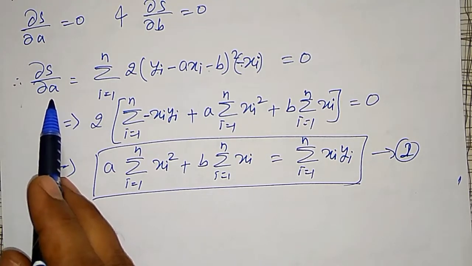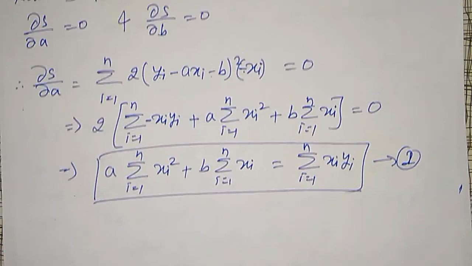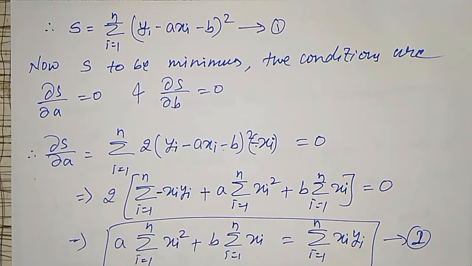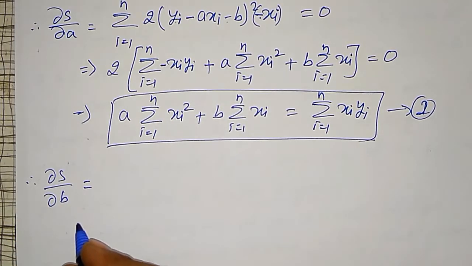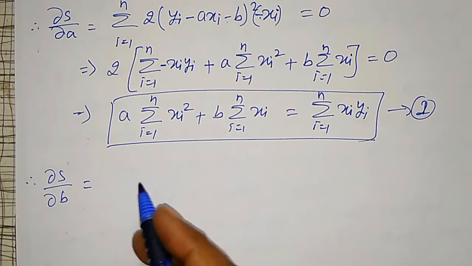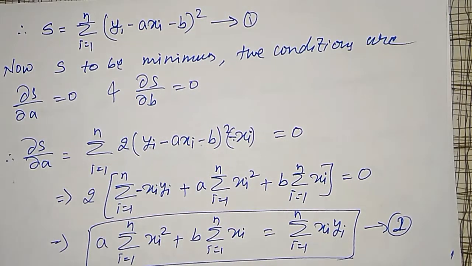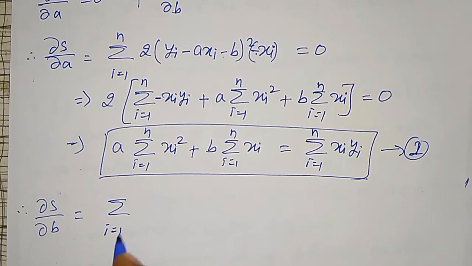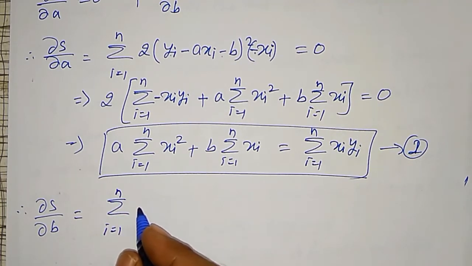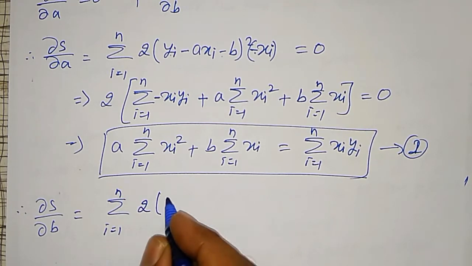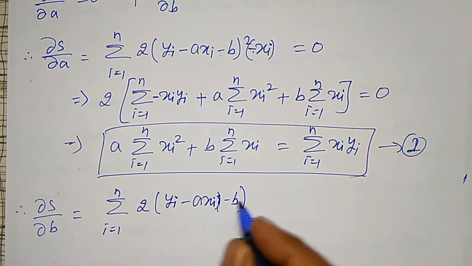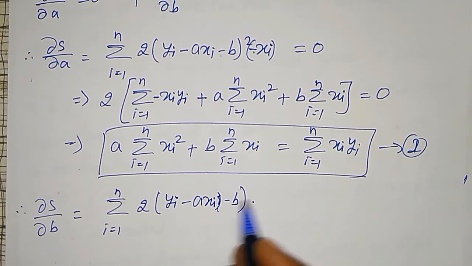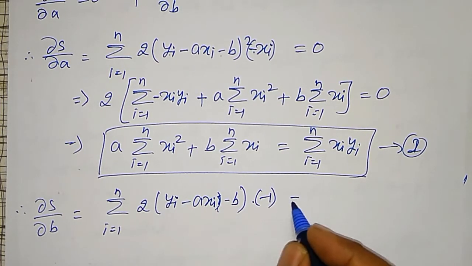Using ∂S/∂a equal to 0, I have solved this. Like that, ∂S/∂b I also have to do. Therefore, ∂S/∂b equal to differentiating partially with respect to b now. Then I am going to get summation i equal to 1 to n, with respect to b I am doing, that is again 2 times (yi minus a xi minus b) into the differentiation. All these are constants, so 0, into minus 1 will come, equal to 0.